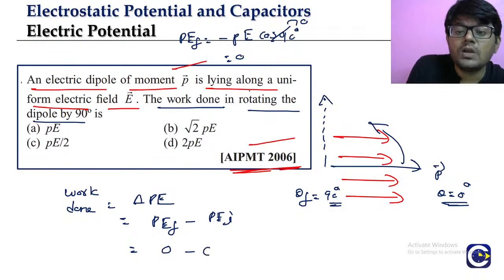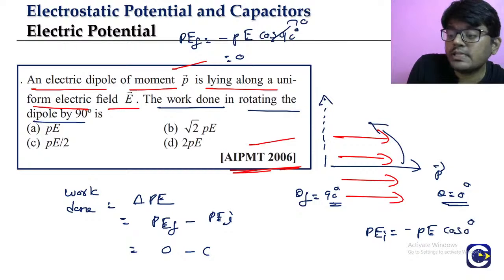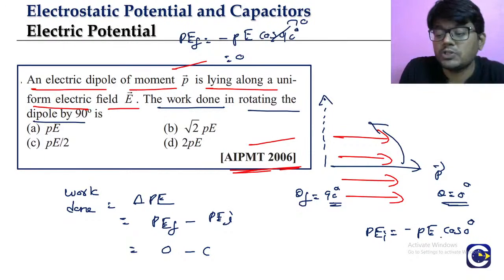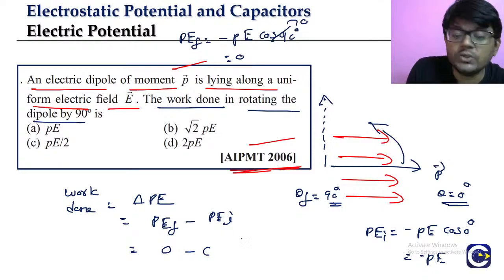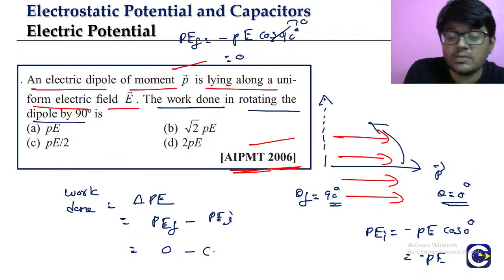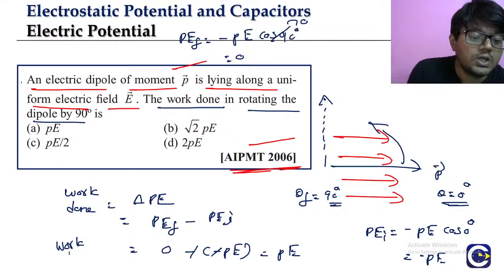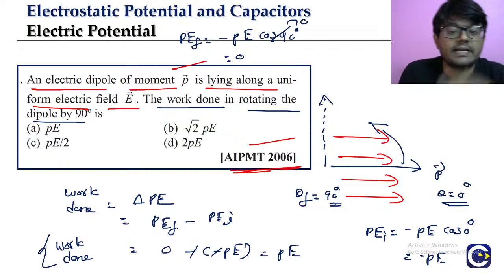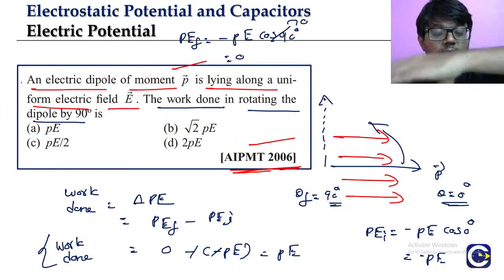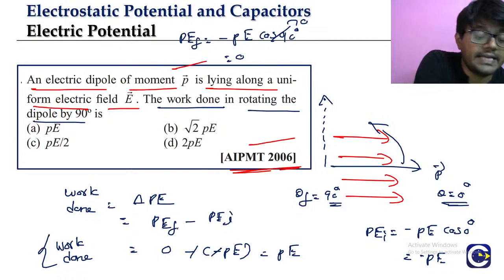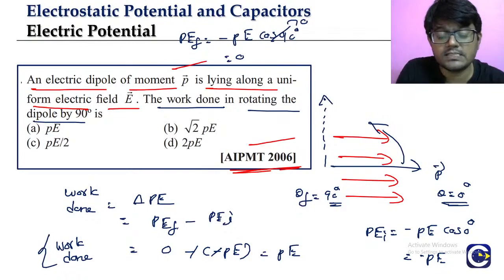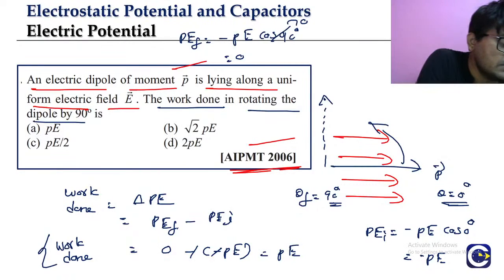Potential energy initial is minus p into e into cos 0. It is the parallel position, so it is minus p into e. So final potential energy minus initial potential energy: the minus will become plus. So the work to be done in rotating the dipole from the stable equilibrium, rotating by 90 degrees, is p into e. That is the answer.